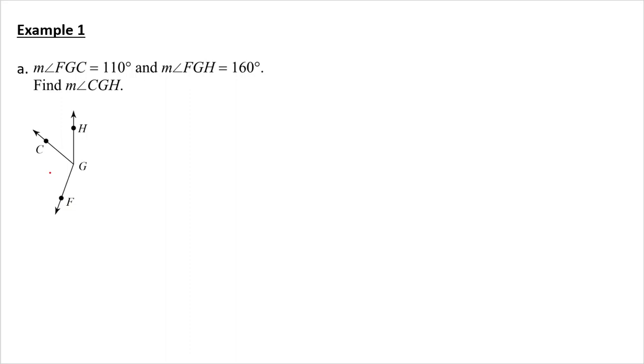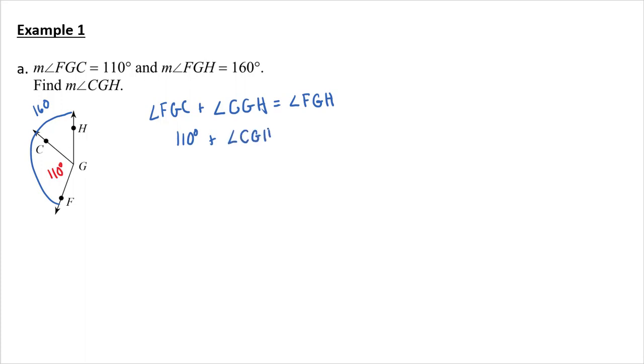FGC is 110, so I'm going to label up my diagram. FGH, the big angle, I'm going to draw a big arc so I know it's the whole thing, is 160. I need to find the measure of angle CGH. So angle FGC plus angle CGH equals angle FGH. FGC is 110, plus angle CGH equals FGH, so all I have to do is subtract and get 50 degrees.